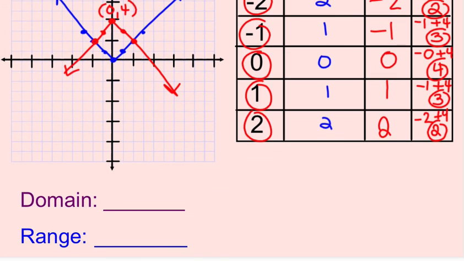All right, domain. Same domain again. Every number on the x works. Now let's talk the range. Everything's happening below that line. That line is y equals 4. So now it's going to be y is less than or equal to 4.